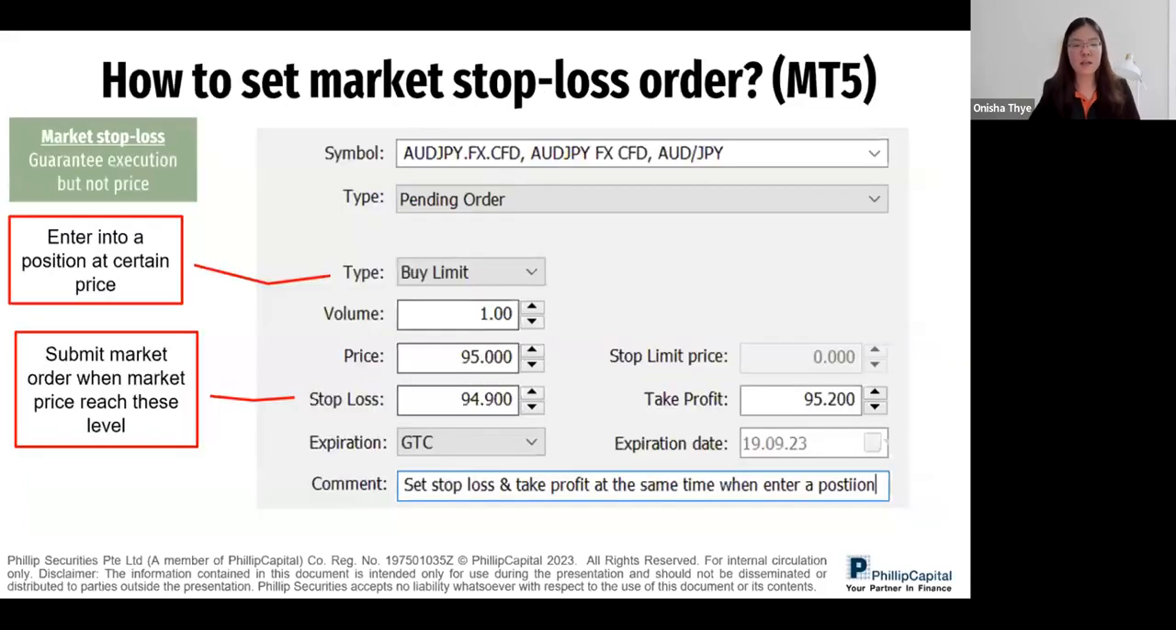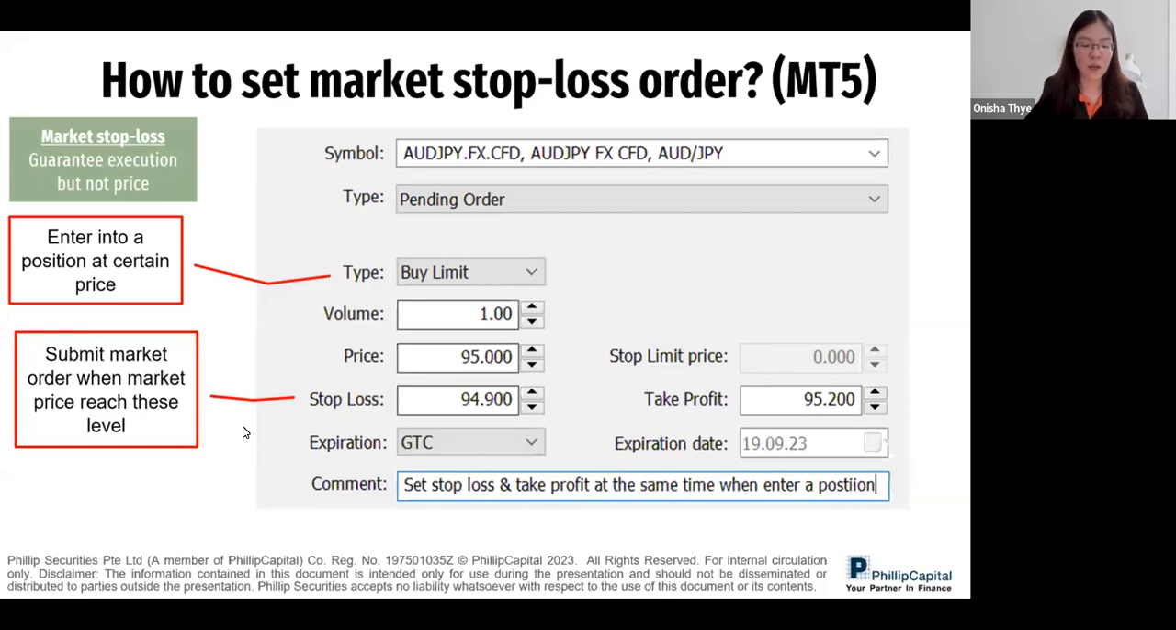Okay, and then here is the first thing, which is a market stop loss, which is what we have in our MT5. This is the Australian dollar Japanese yen currency pair. So the market stop loss guarantees the execution but not the price. In this case, you have to put it as a pending order, and then we need to put the type, which in this case is a buy limit. So when we enter a position at a certain price, for MT5 we can set the stop loss and take profit at the same time.